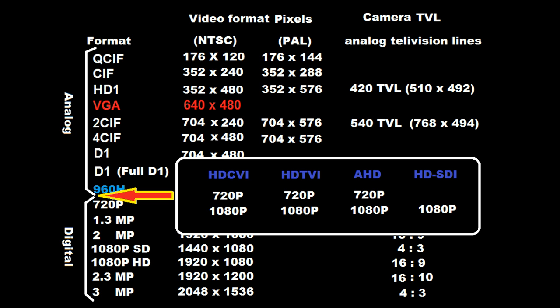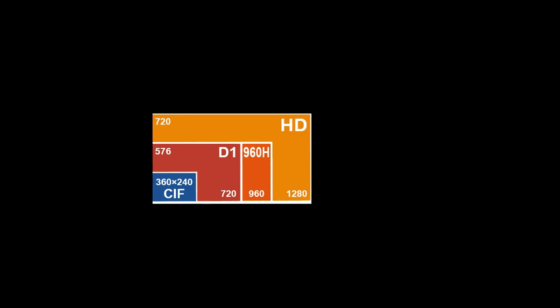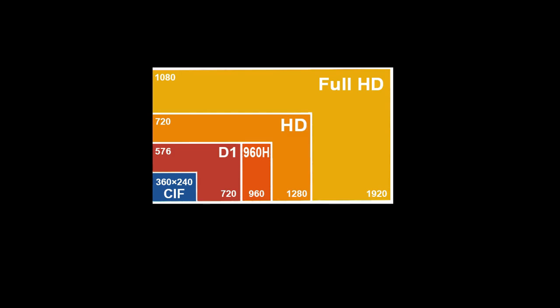Wow, there's a lot of information here. Let me see if I can find a way of simplifying it. How about a picture showing the top 5 used resolutions and how they compare? If your standard SIF picture is this large, then D1 is considerably larger. 960H is simply widescreen D1. Then you have 720p. Then everybody's favorite, 1080p.